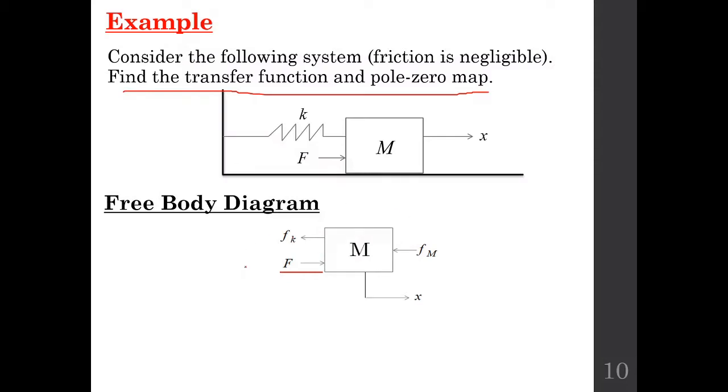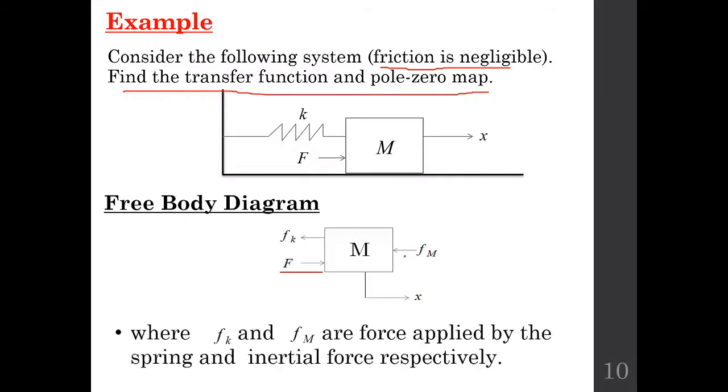So this is the simple free body diagram. Here we are assuming that friction is negligible. So there will be only two forces acting on this body, one is the spring and the other one is the inertial force. So this was the free body diagram of our example.